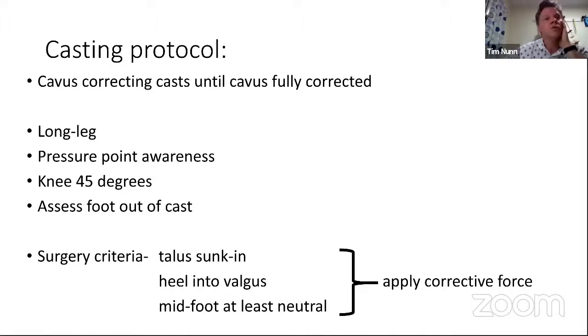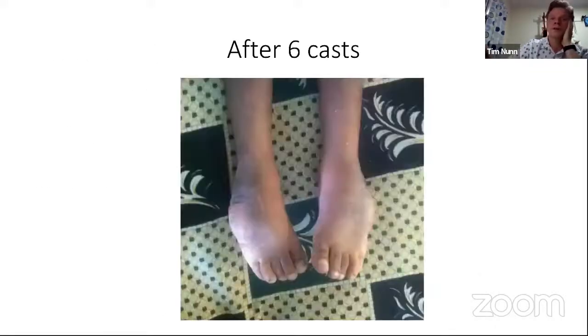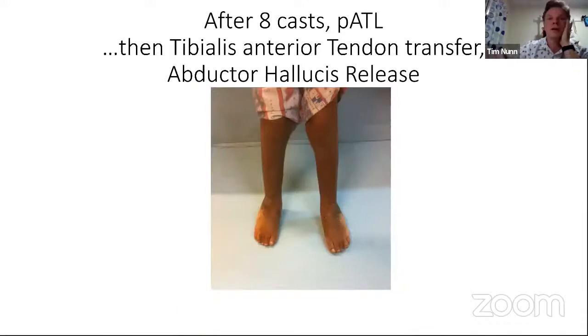Our criteria for surgery, this is the equinus correction surgery, is a sunken talus, a heel that's into valgus position, and a midfoot that's at least at neutral. So this is after 6 casts, and this child requires more. And after 8 casts, they were then ready for a percutaneous Achilles tendon lengthening, then a tibialis anterior tendon transfer combined with an abductor hallucis release once the full 15 degrees of dorsiflexion had been reached. So this is the lad post-op.